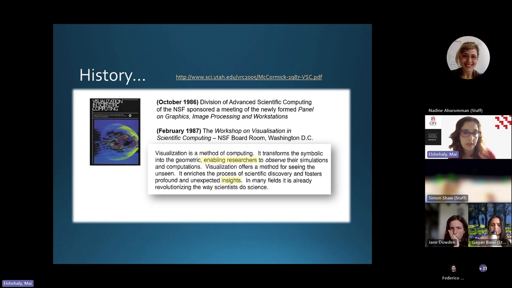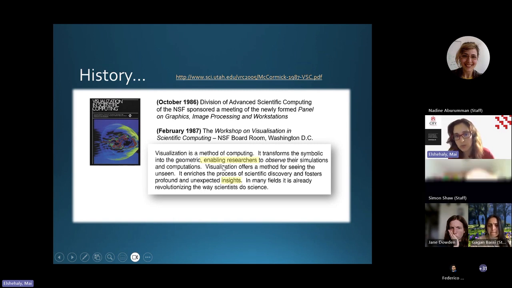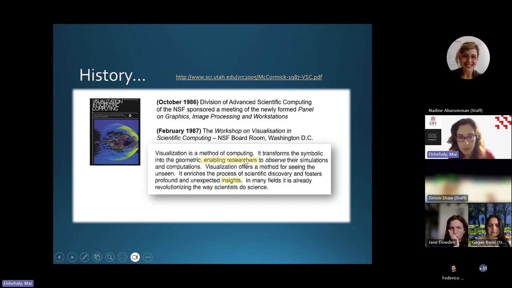Visualization offers a method for seeing the unseen. It enriches the process of scientific discovery and fosters profound and unexpected insights. Now, I've set highlight on two elements of this definition here. First of all, the researchers, and second is the insight.